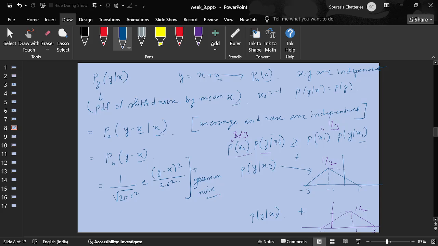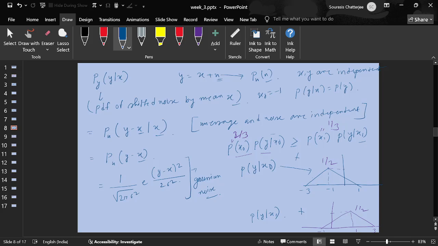This p of y given x naught, or do I need to explain it? If you tell me, I'll explain it better. I'm just trying to see where we can really start. You are asking that at the transmitter side only the probability of x naught is taken? Yes, that is the prior probability.